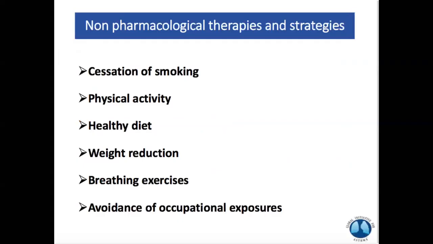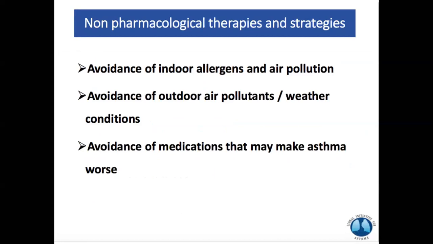Okay. And there are non-pharmacological therapies which we have to do along with it. You have to do cessation of smoking, physical activity, healthy diet, and since we said obesity, weight reduction, and avoidance of occupational exposure. So you might have some smoke inhalation, occupational exposure, and breathing exercises. So these are the non-pharmacological measures. And most important is avoidance of allergens and air pollution. So you have to keep your home clean from mold and dust. Okay. And among medications, sometimes NSAIDs can trigger asthma, so those things also we need to take care of.